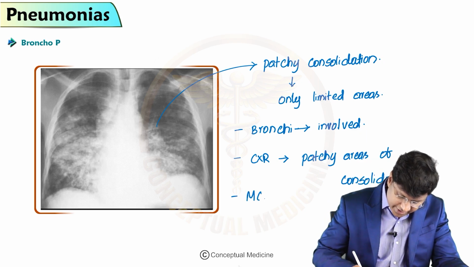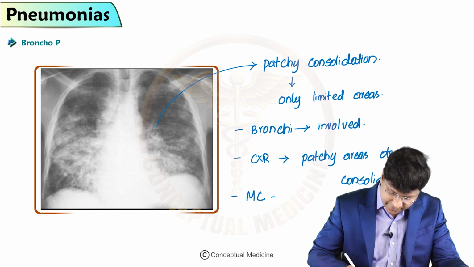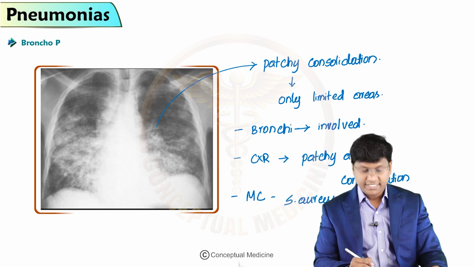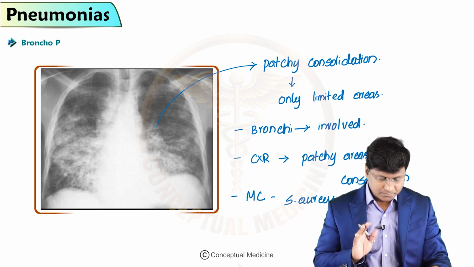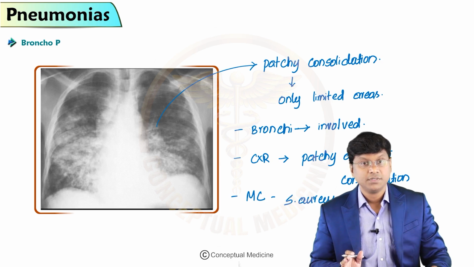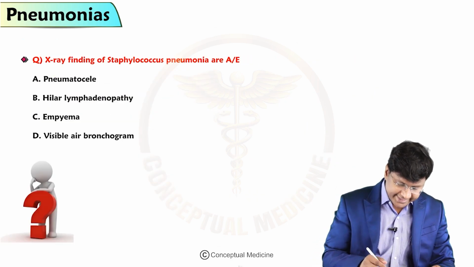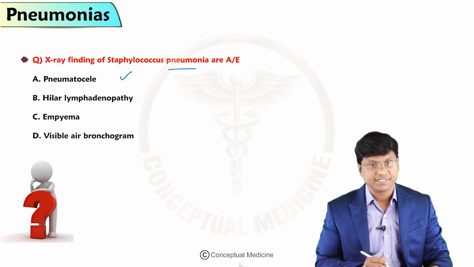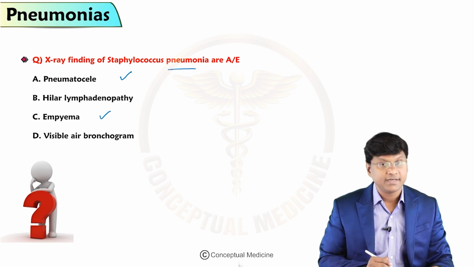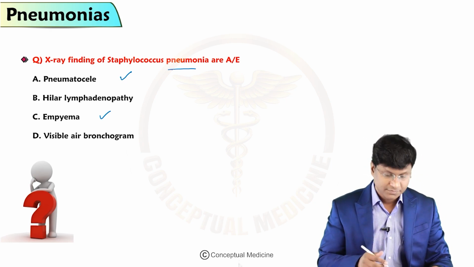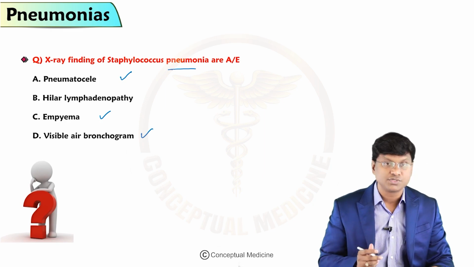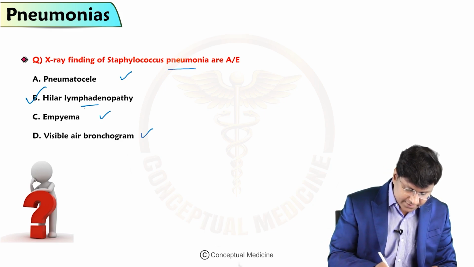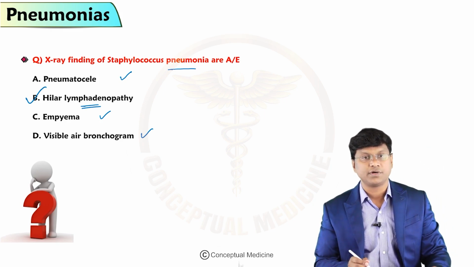And what is the most common organism causing bronchopneumonia? That will be Staphylococcus aureus. So this is about bronchopneumonia. The question is, X-ray findings of staphylococcal pneumonia are all except: pneumatocele is present, empyema will be there as a part of synpneumonic effusion, visible air bronchogram is present because there is patchy consolidation, but hilar lymphadenopathy is not a feature of Staphylococcus aureus.